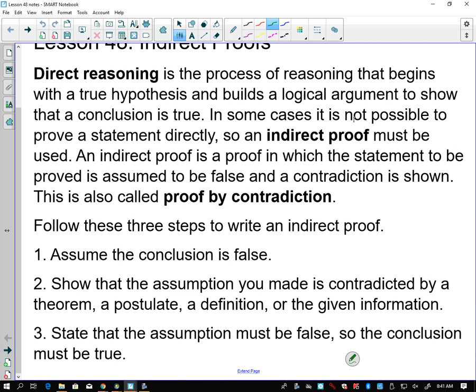Next, we show that the assumption you made is contradicted by a theorem, a postulate, a definition, or the given information. Three, we state that the assumption must be false, so the conclusion must be true. Okay, we'll look at some of these here in a little bit.